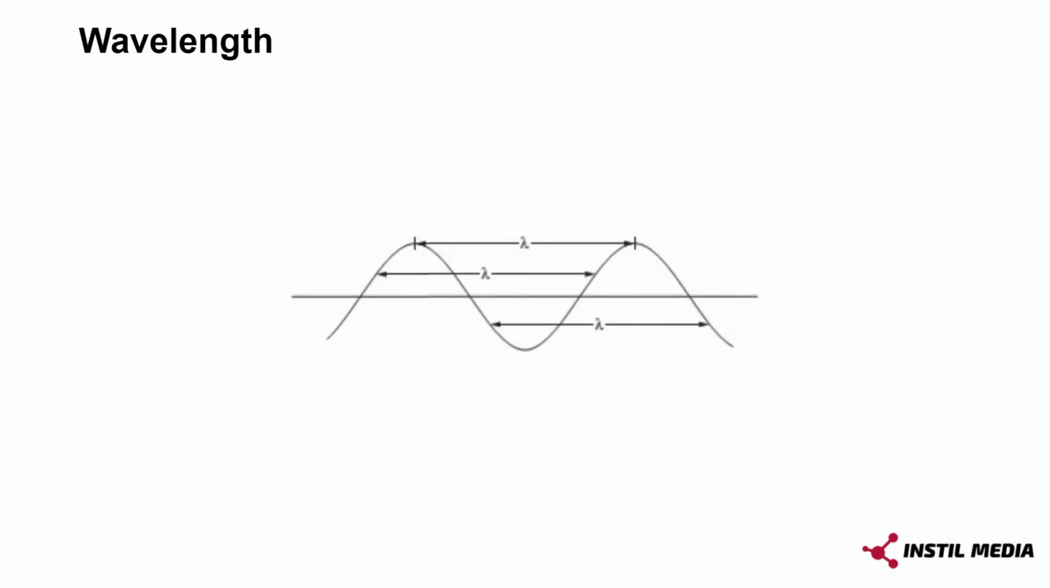The wavelength of a waveform is the physical distance in a medium between the beginning and the end of a cycle. It is frequently represented by the Greek letter lambda. With any wave, the distance between corresponding points on successive waves is its wavelength.